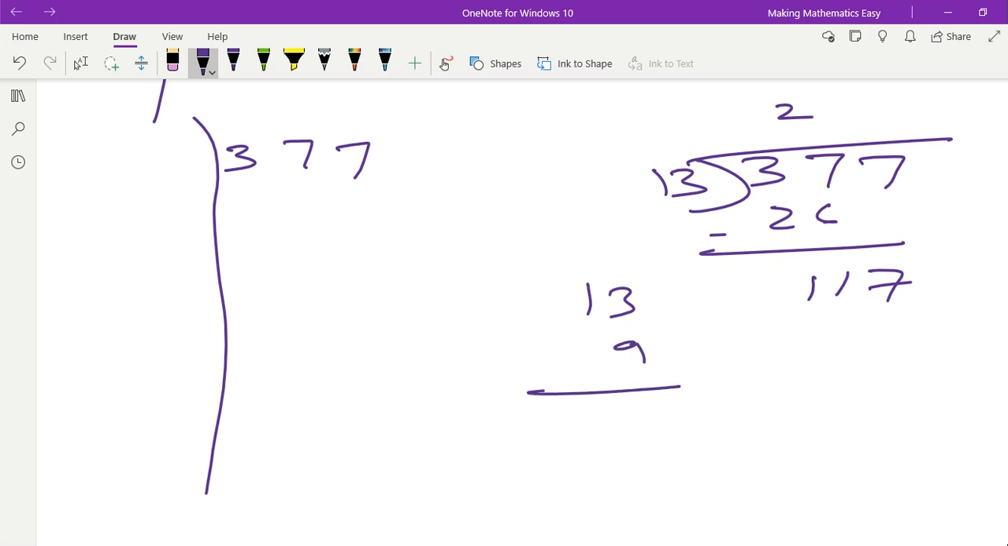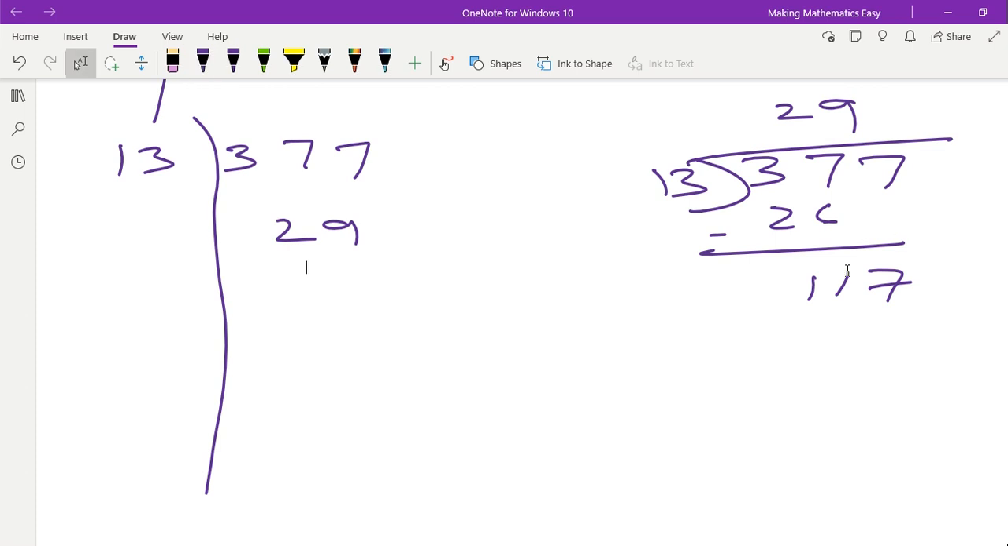So let us see by 9. 9 threes are 27. 9 ones are 9, 10, 11. See, this is 117. So this is 13 into 9. Correct? So this is divisible in table of 13. So this will be 13 into 29.